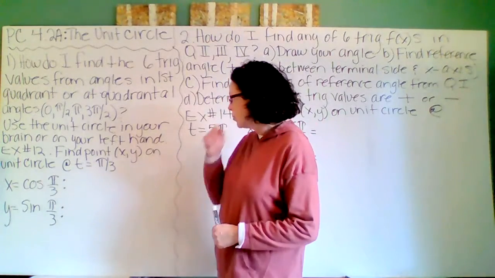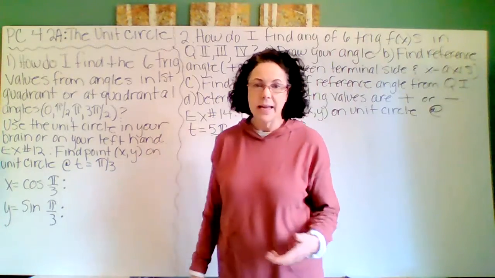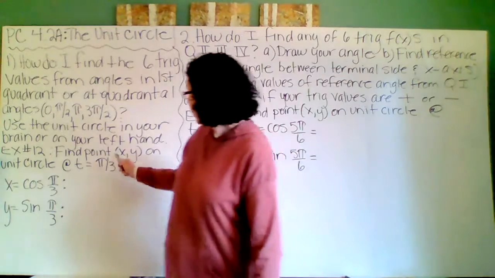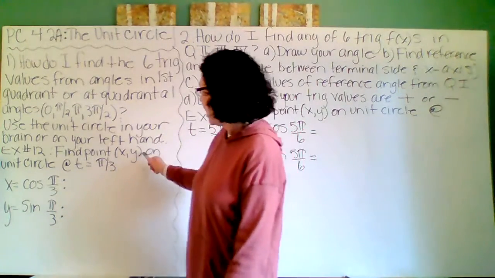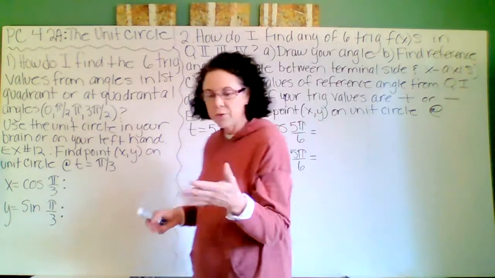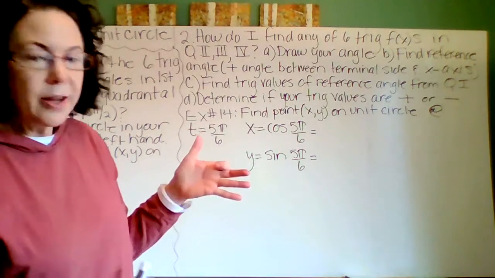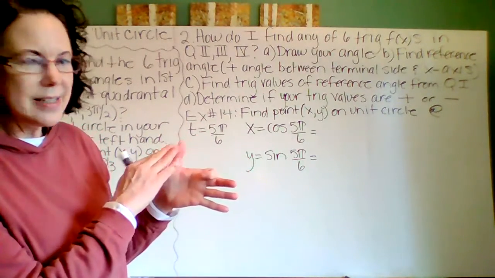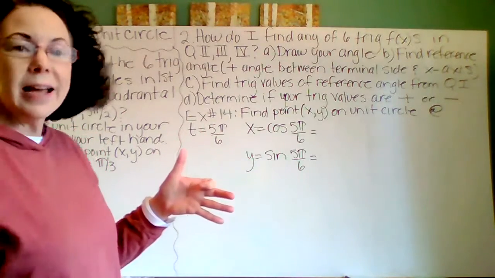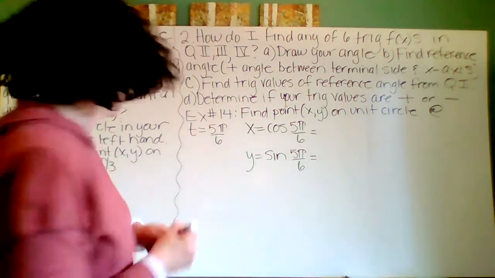So let's take a look at example 12. Find the point xy on the unit circle where t, that's the angle, is pi over 3. So notice we talked about on the unit circle that x is cosine and that y is sine for good reason. And so I know what cosine of pi over 3 is. On my left hand, here's my pi over 3 angle finger, and cosine is the top fingers and sine are the bottom fingers. And so cosine of pi over 3 is the square root of 1 over 2. It's always over 2, right? Which is 1/2.